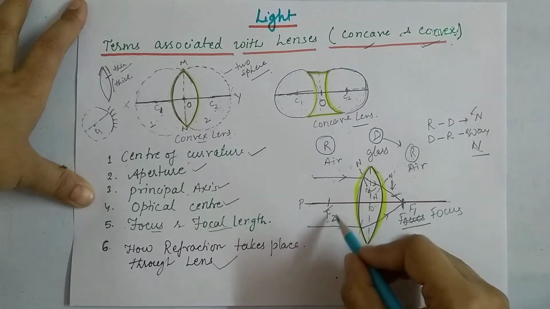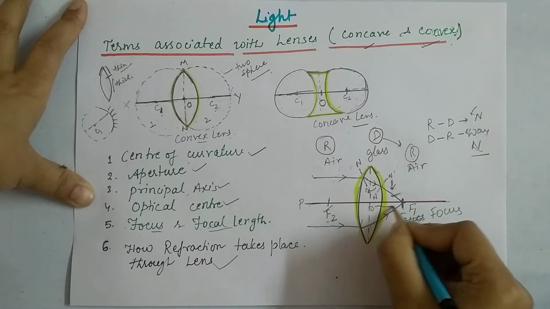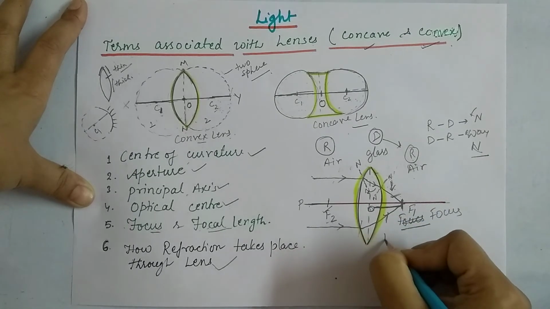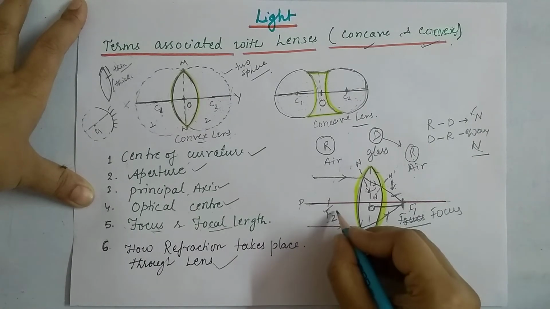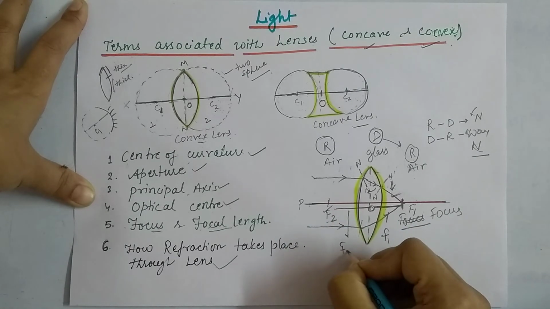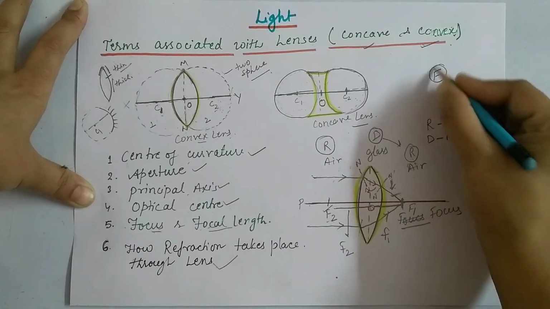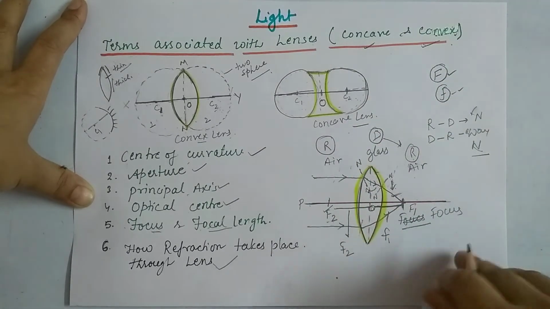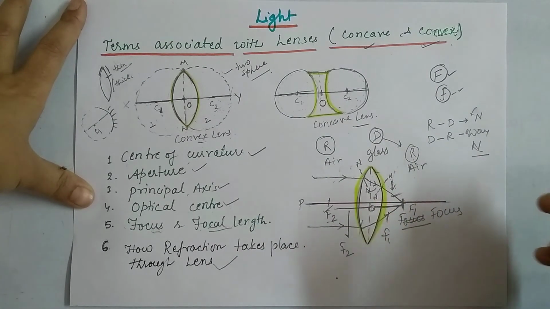So basically it has two foci, and the distance from the optical center is called focal length. So it is f1, and again it has two focal lengths, f2. We know that Focus must be written with a capital letter and focal length with a small letter. So I hope you understood how the refraction takes place through the lenses.